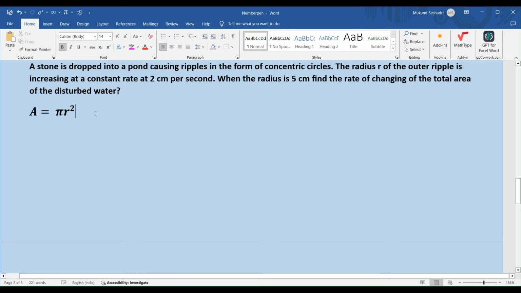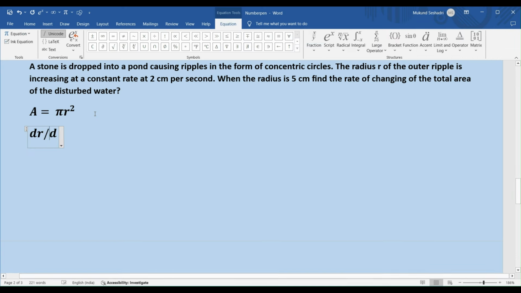Now, information number two is the radius r of the outer ripple is increasing at a constant rate of 2 centimeters per second. So here I know that my radius is expanding, which means the area of the circle is also expanding, but it's expanding at a specific rate, which is your 2 centimeters per second, right? So that's your information number two.